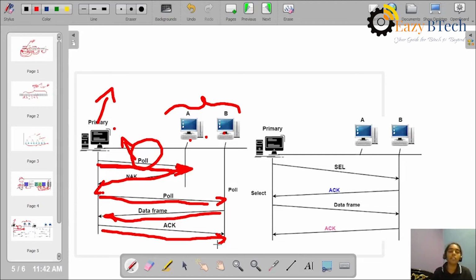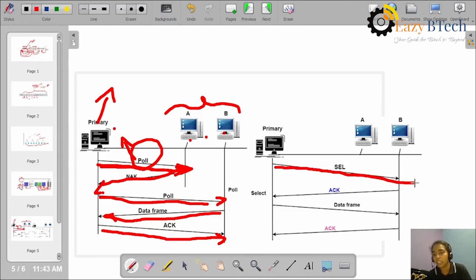Poll means the primary device or the server wants a data frame. Select means the primary wants to send a data frame. Whenever there is a poll indication, the primary device wants to receive a data frame. Whenever there is a select, the primary device wants to send a data frame to a particular secondary device. Look at the second diagram, we can easily understand that.